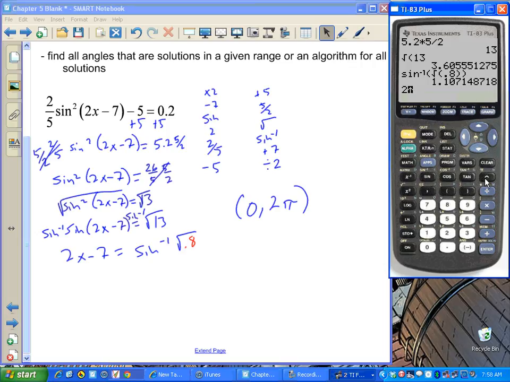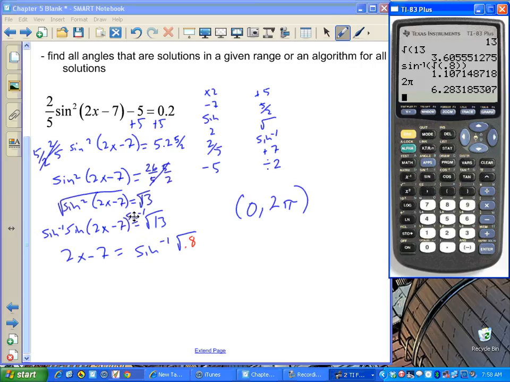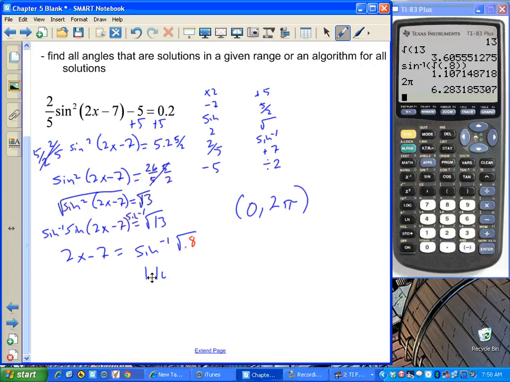Let's see. 2 pi is like 6.283. So now this is just giving me a number. I'm looking for x values that are between this range, so I can keep going at this point. But what I want to do is recognize that there's more than one answer for this one right here. Okay, so I would get 1.107, plus or minus 2 pi, because this is one answer that I'm getting, and if I went around the circle 2 pi, I'd get another answer that would give me that also.